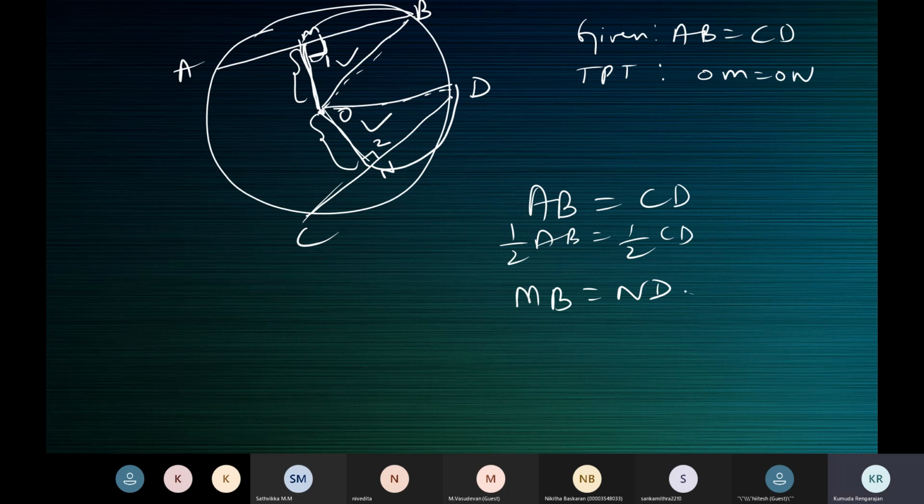This is the third information, or third equality. By the RHS rule, the triangles are congruent. By CPCTC, OM is equal to ON.